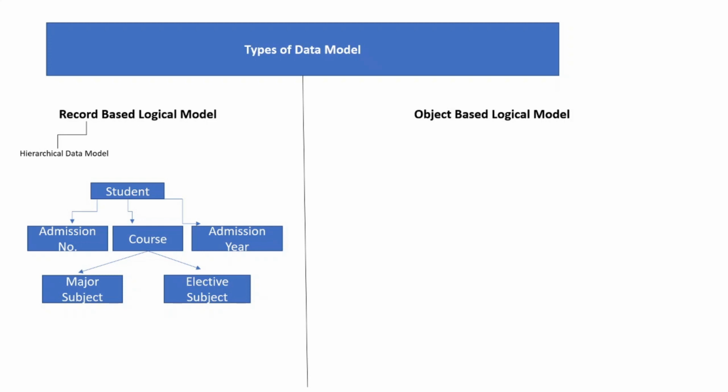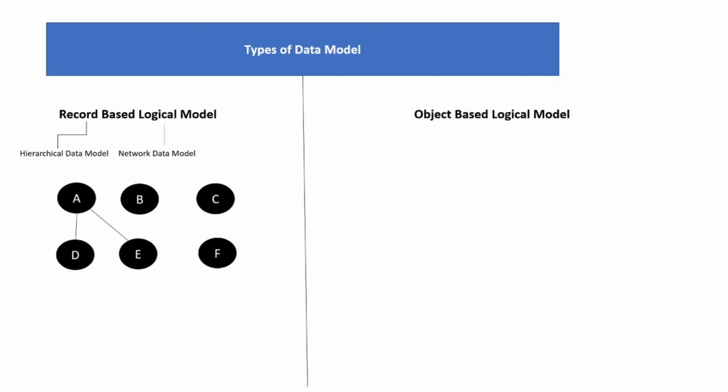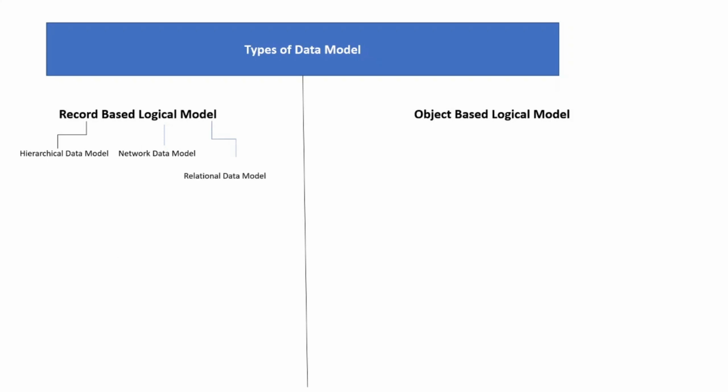To overcome the problem that was being faced with this data model, the concept of network data model came up. Now, what is network data model? In network data model, all the components were related with each other. So it was easy to extract the value of any component in the database. However, this was not an everlasting solution. To overcome this, the concept of relational data model came up.